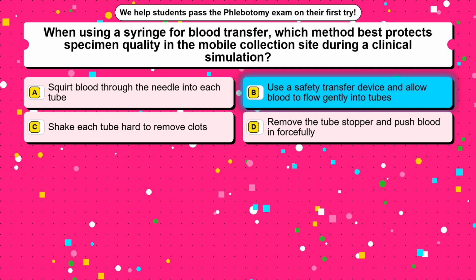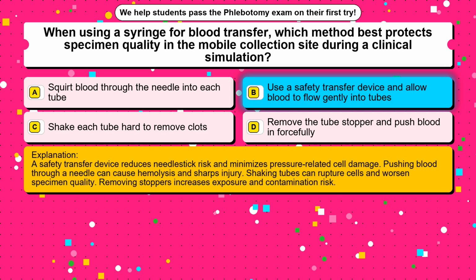The correct answer is option B. Use a safety transfer device and allow blood to flow gently into tubes. A safety transfer device reduces needle stick risk and minimizes pressure-related cell damage. Pushing blood through a needle can cause hemolysis and sharps injury. Shaking tubes can rupture cells and worsen specimen quality. Removing stoppers increases exposure and contamination risk.